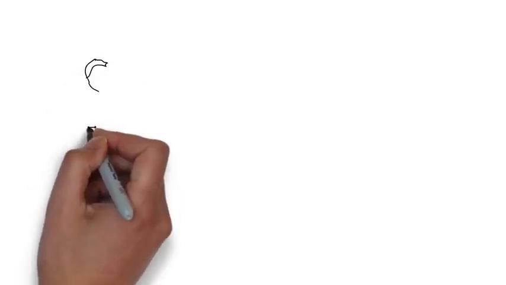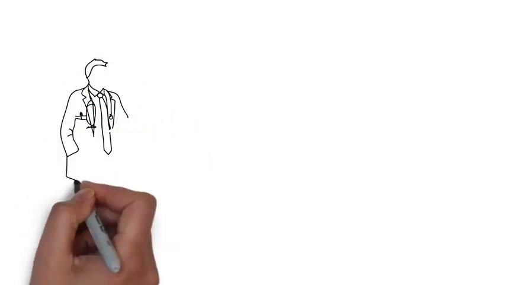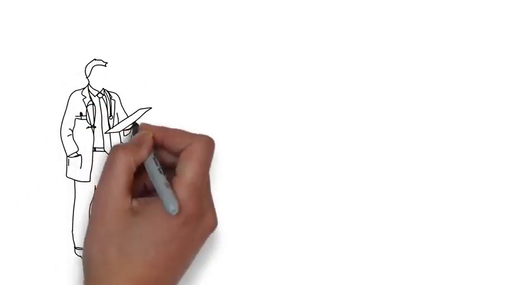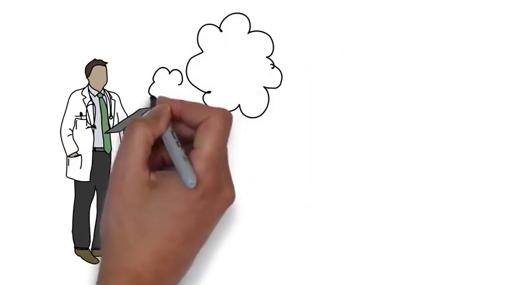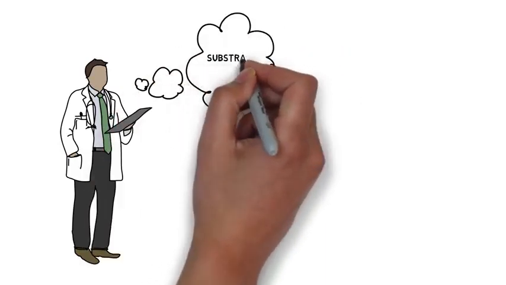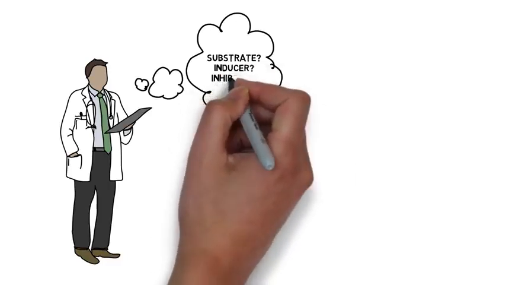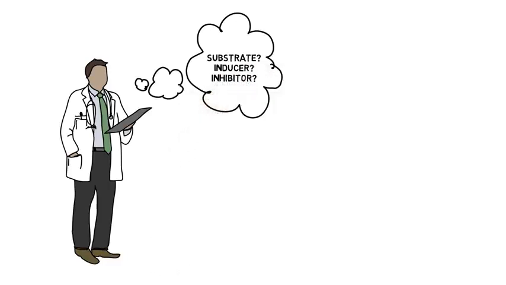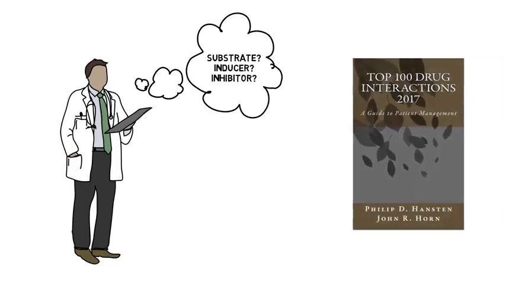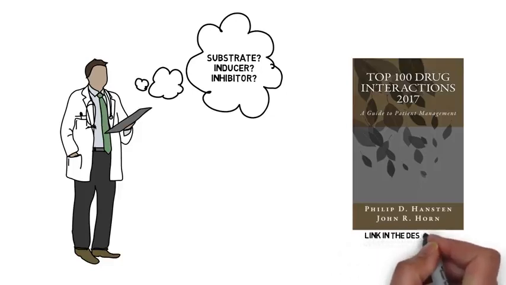In my opinion, whenever you start medication, you need to know if your drug is a substrate, inducer, or inhibitor of a certain CYP enzyme, and review your patient's list of medication for this possible interaction. A good source with a list of medication and its corresponding CYP enzymes is the book called The Top 100 Drug Interactions, link in the description.